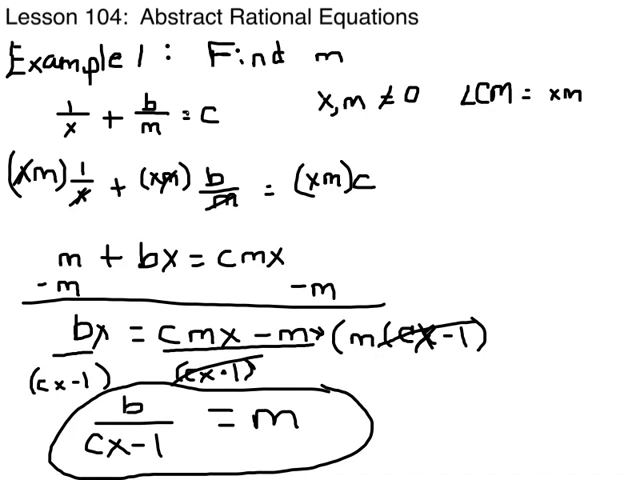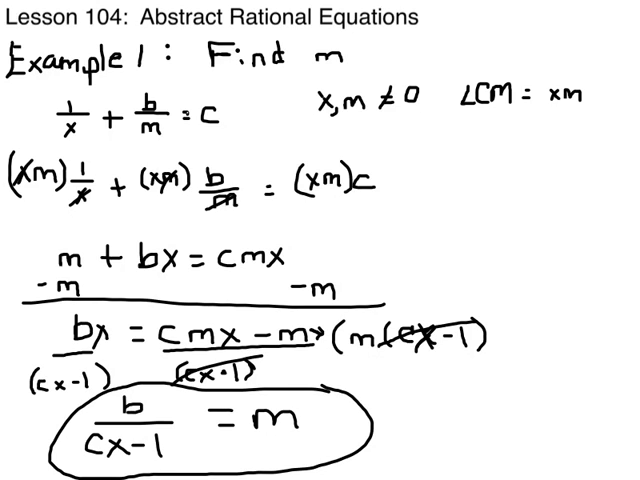This is lesson 104 in Saxon's third edition, Algebra 1, Abstract Rational Equations. All right, we've been doing a lot with rational equations lately, and that's good because it's going to keep it fresh in your mind. Just like in lesson 103, where we had to start by finding the least common multiple, we're going to do that also.